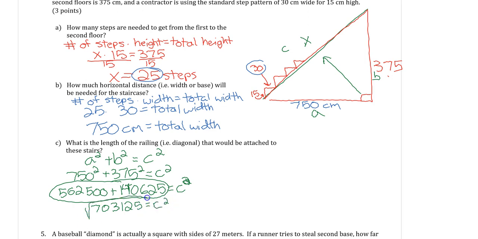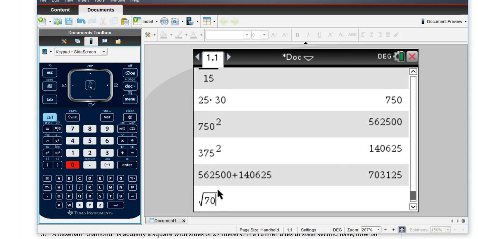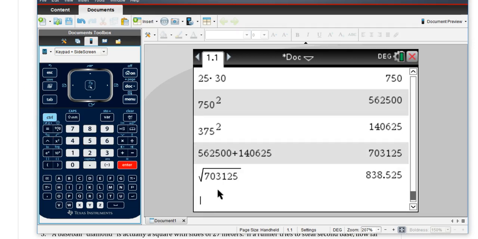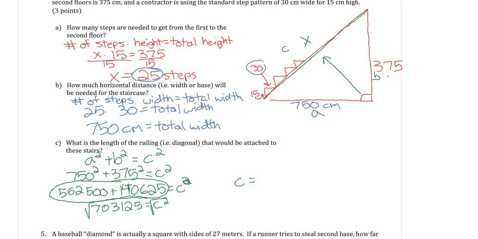And then my last step is to take the square root. I'm just going to write it over here to be easier. So when I take the square root of 703,125, we get 838.5 centimeters. And that's it.